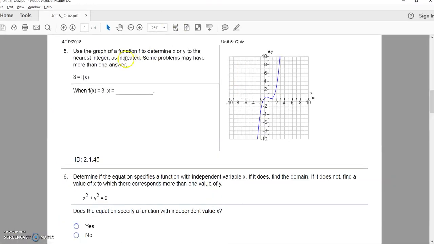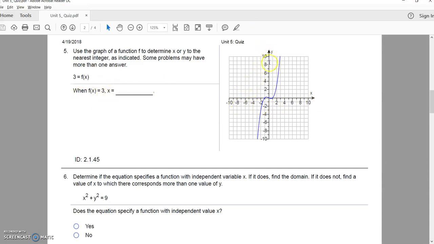Okay, so question number 5, we're given the graph of an equation, a function. So the question is, when f of x equals 3, what is x? So basically the input is unknown, but the output is known. And remember, input is always x, output is always y. So in this graph, we don't know what x is, but we know y is equal to 3.